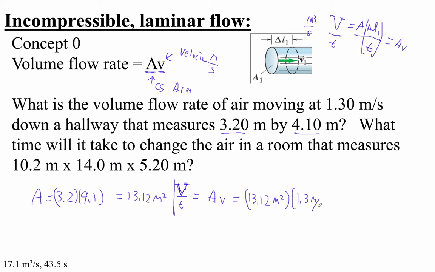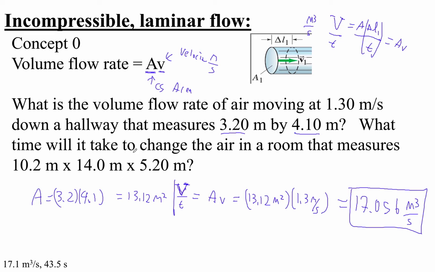Now look at the units. You end up with cubic meters per second. So that times 1.3 is 17.056, and that's cubic meters every second. So that's our volume flow rate. That's somewhat aggressive. This is, by the way, a very large ventilation shaft.